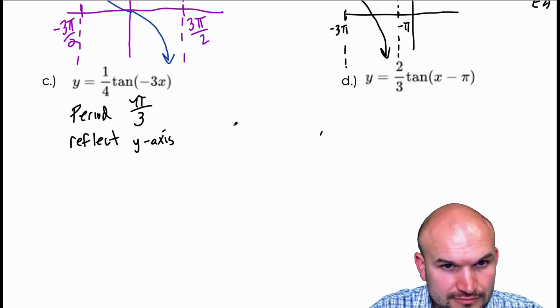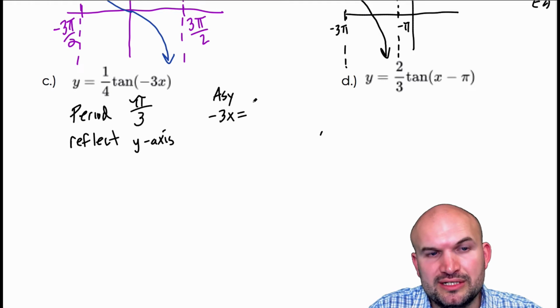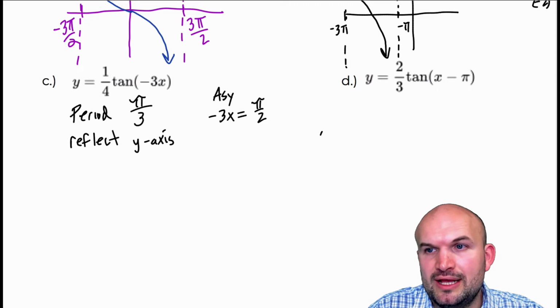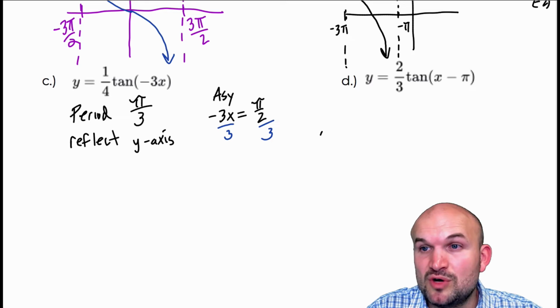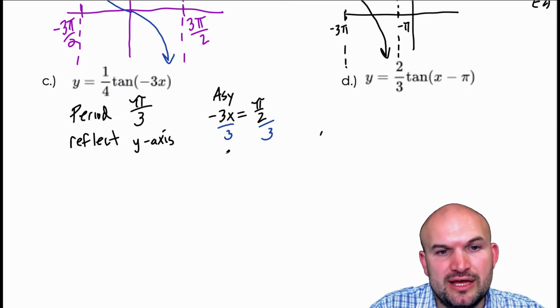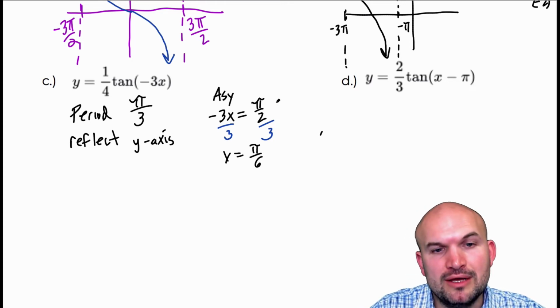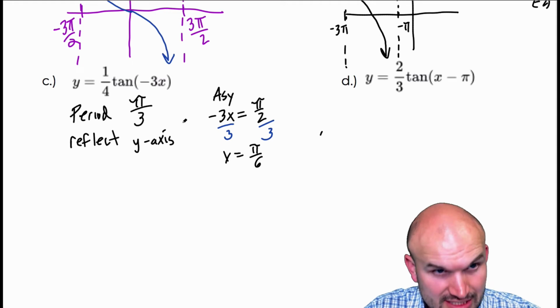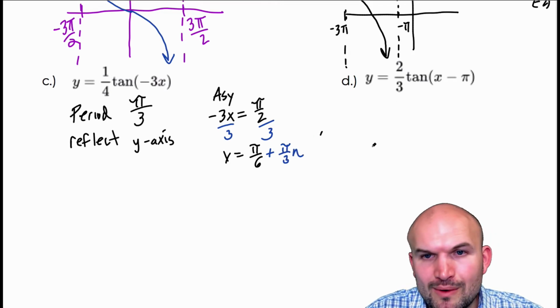To find my asymptotes, I'm just going to set what's inside my function equal to one of my initial periods, which would be, let's do pi halves. So when I divide by 3 on both sides to solve for x, dividing by 3 is the same thing as multiplying by the reciprocal. So x is equal to pi over 6. There's no transformations, but now my new asymptotes are x equals pi over 6, plus my new period, plus pi over 3n.